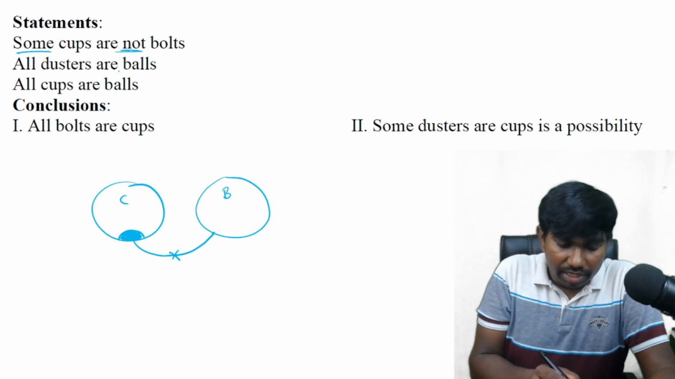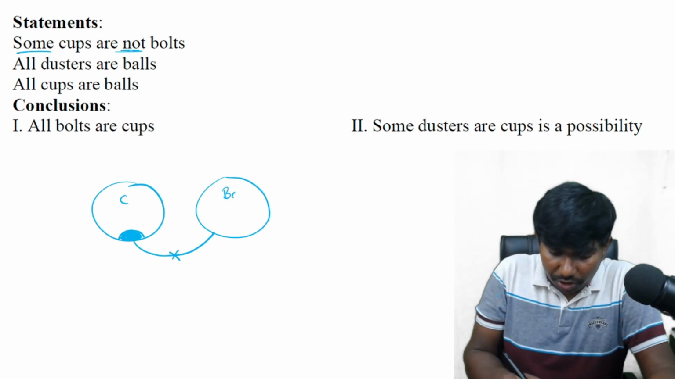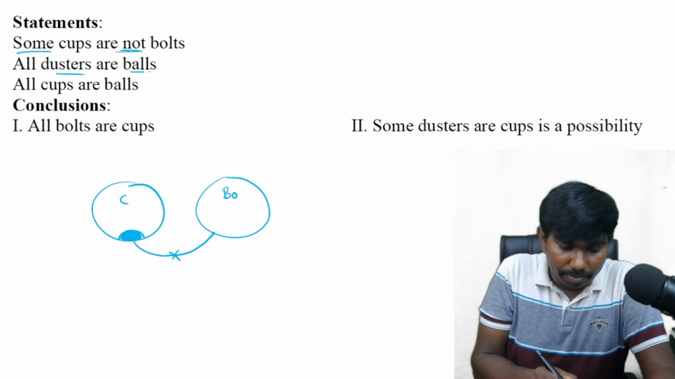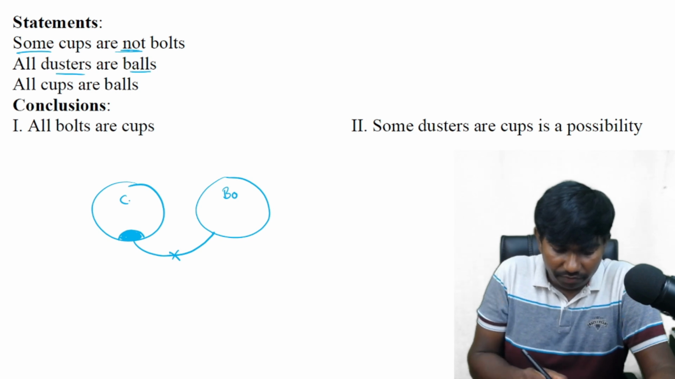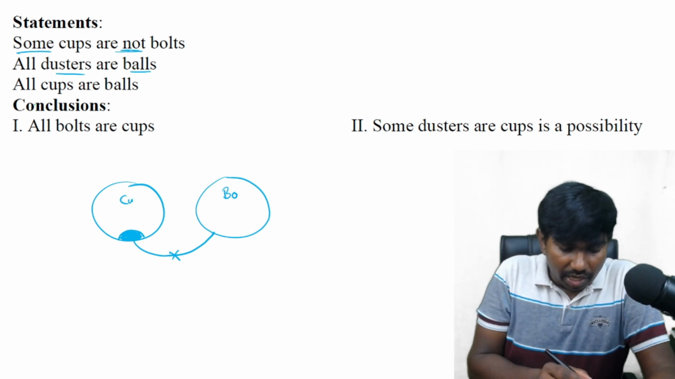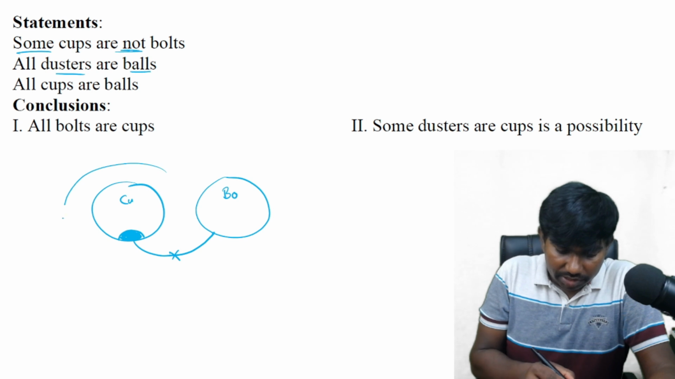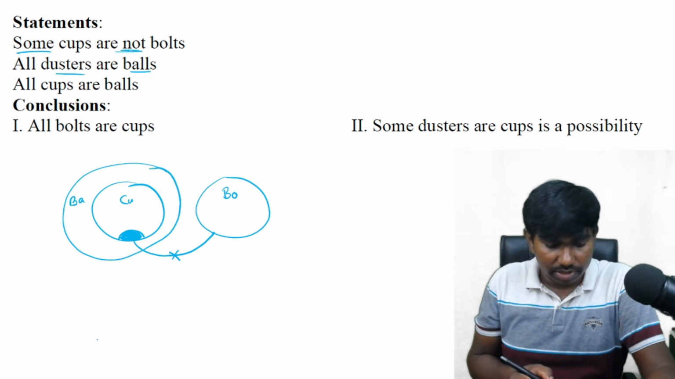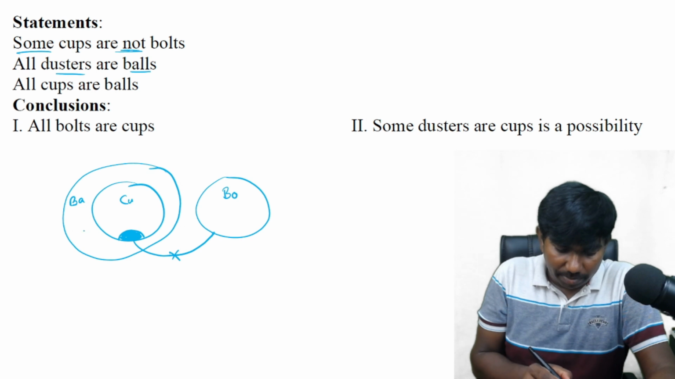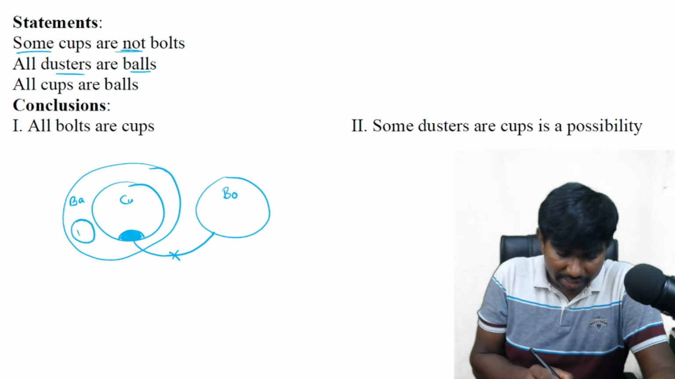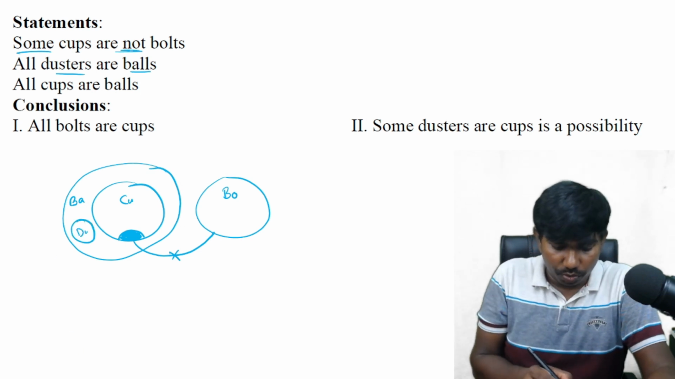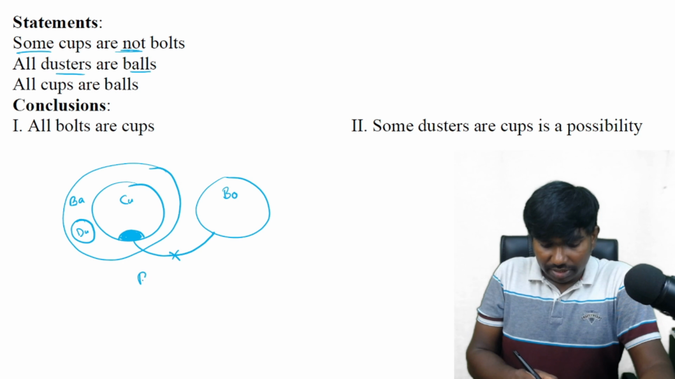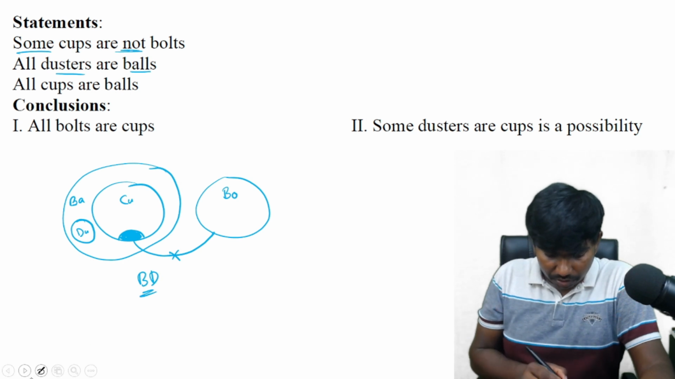Next, all dusters are balls. This is bowl, BO. All cups are balls. CU is cup, and this is balls, BA. Next, all dusters are balls. The complete duster circle is inside the ball circle. DU I am taking. So this is the basic diagram, and now verify the conclusions.